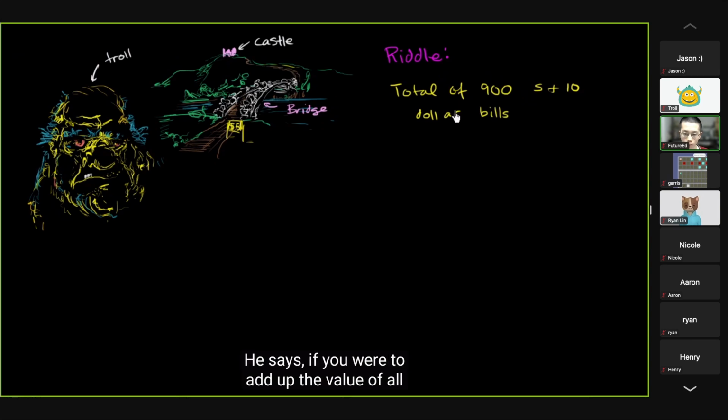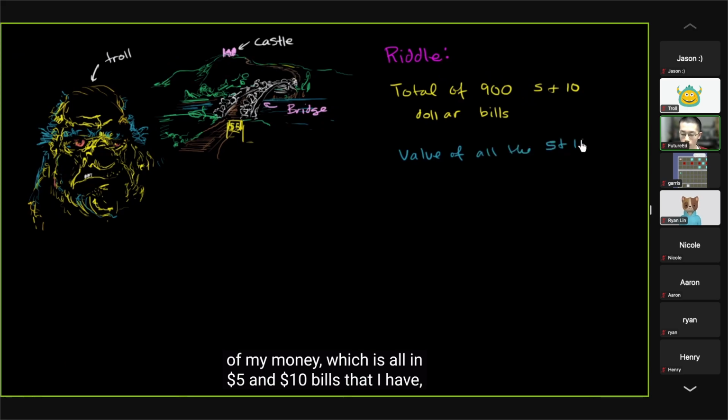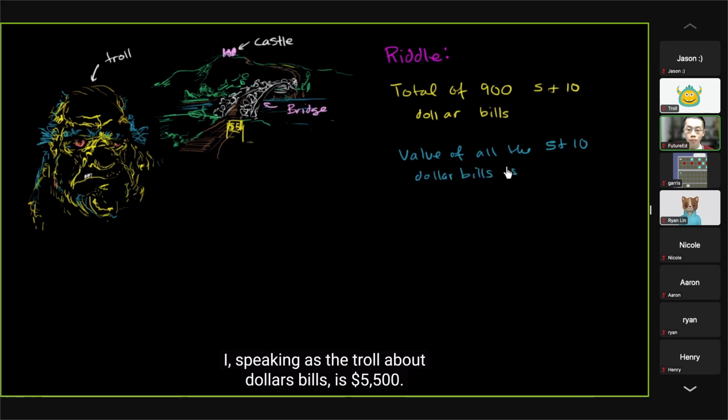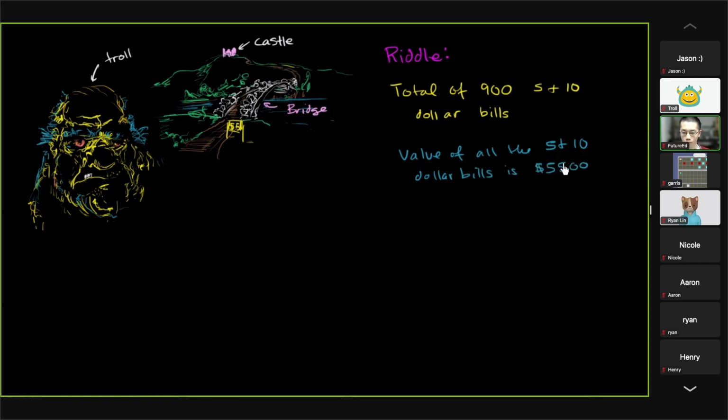He says, if you were to add up the value of all of my money, which is all in $5 and $10 bills, the value of all the $5 and $10 bills that I have, I, speaking as a troll, bought dollar bills, is $5,500. This is a rich troll, $5,500. And so the riddle is exactly... And if you give the wrong answer, and if you're not able to solve it in 10 minutes, he's just going to push you into the river or do something horrible to you.